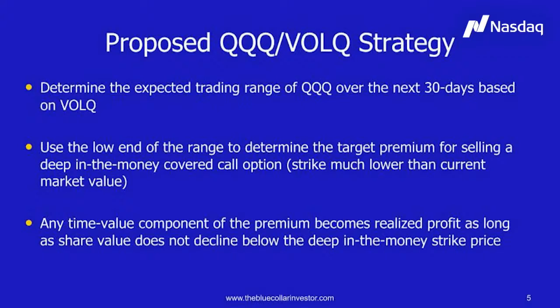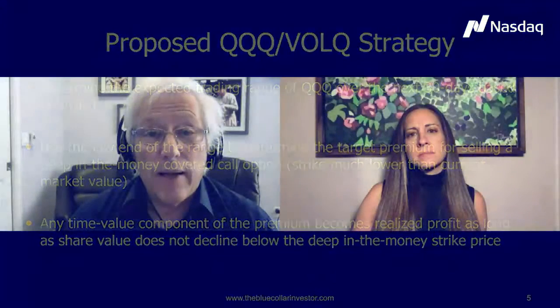Step 3, we take a look at an options chain and see which strike price, it's going to be in the money or lower than current market value, will generate that amount of premium that will bring us from current market value down to the low end of the trading range as established by VOLQ. Step 4 is to make sure that that premium has a time value component to it. That's our profit.